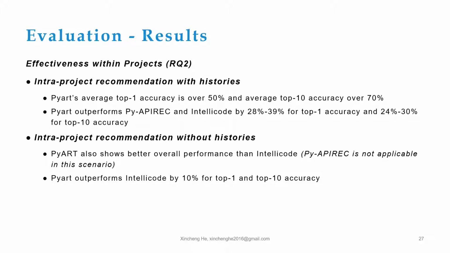For API recognition evaluation, for intra-project recognition with histories, PyART's average top 1 accuracy is over 50%, and the average top 10 accuracy is over 70%, and outperforms APIREC and IntelliCode for top K accuracies. For intra-project recognition without histories, PyART also shows better overall performance than IntelliCode, and outperforms IntelliCode by 10% for top 1 and top 10 accuracy.